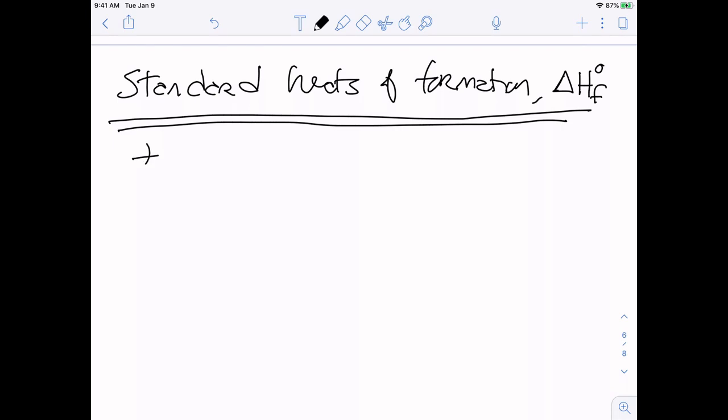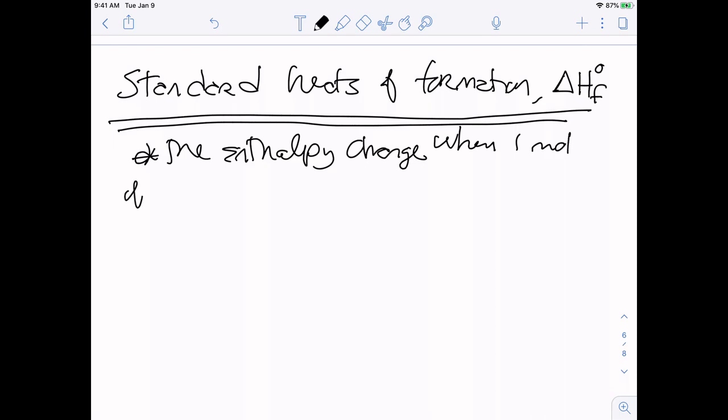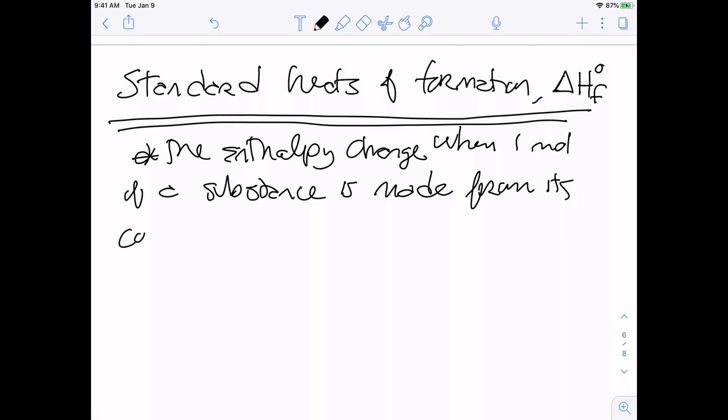So the enthalpy change when 1 mole of a substance is made from its constituent elements, so the elements that make it up, in their standard states.